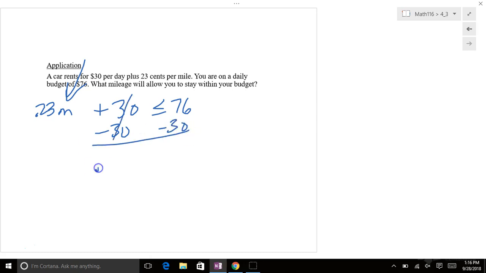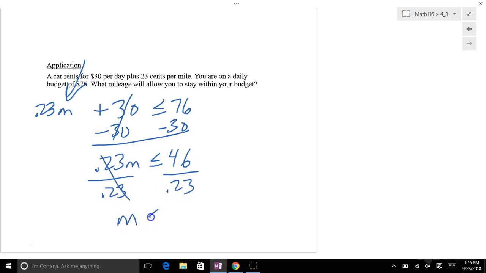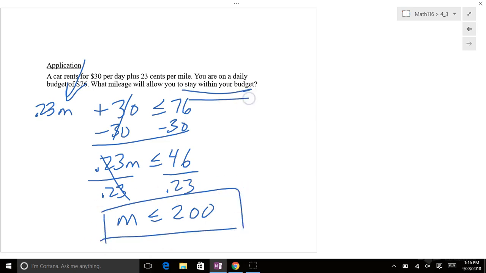So let's solve this. We got 0.23m less than or equal to 46. And we divide by that 0.23, 23 hundredths. And that ends up being 200. So m is less than or equal to 200. We can only drive 200 miles or less to stay within budget, for an application of inequalities.